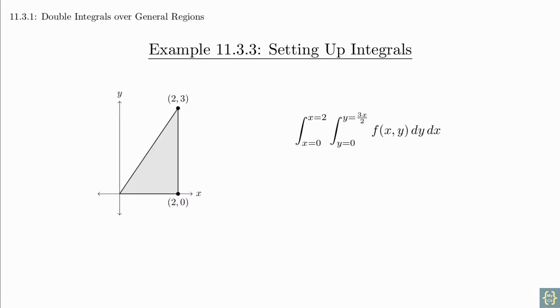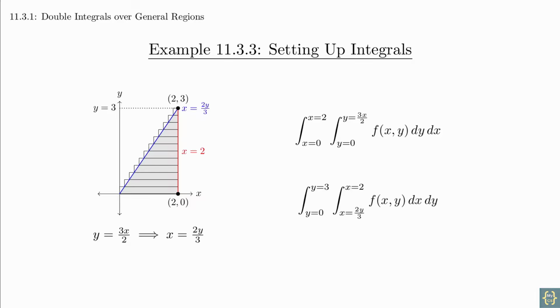Now let's look at the other direction. With the x integral first, we are looking at lower and upper functions to be of the form x equals something. The upper limit is x equals 2, and the lower limit is the diagonal line again, but we need to write it in the form x equals something. In this case, it's easy to get the equation x equals 2/3 y for the lower limit. Then the y limits are y equals 0 and y equals 3. And now we can set up the integral.